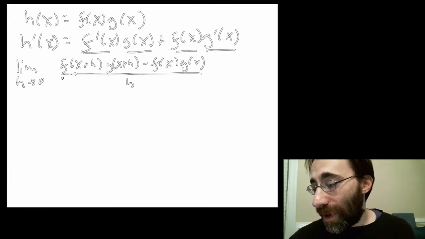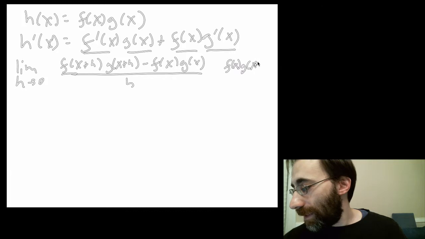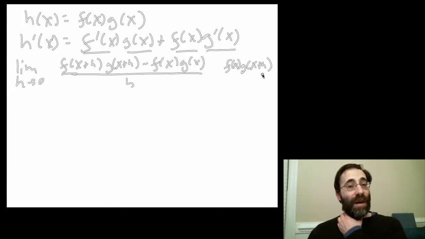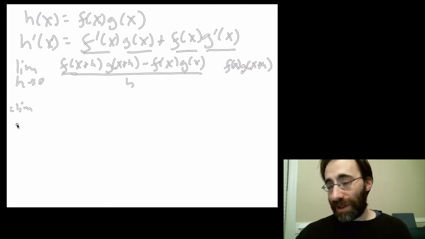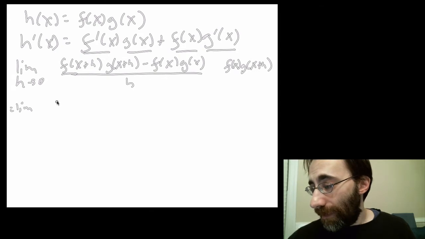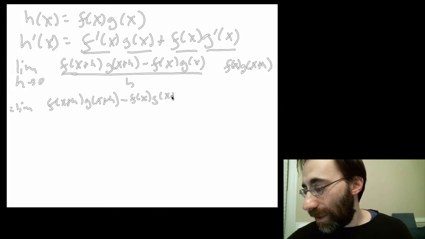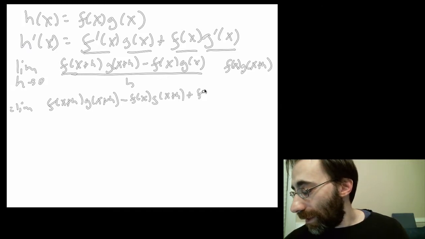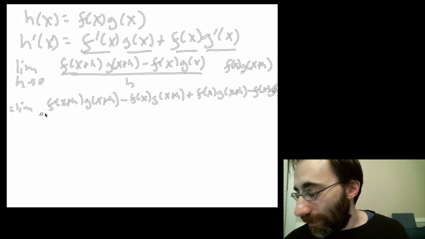Let's now add and subtract to the top this term right here, f of x times g of x plus h. Since we're only adding and subtracting to the top, there's no problem here at all. So this becomes the limit. I'm going to drop the h goes to 0 part because it's understood. Of f of x plus h times g of x plus h, minus f of x g of x plus h, plus f of x g of x plus h, minus f of x g of x, divided by h.